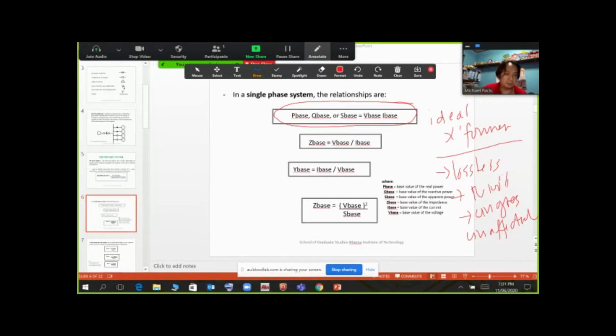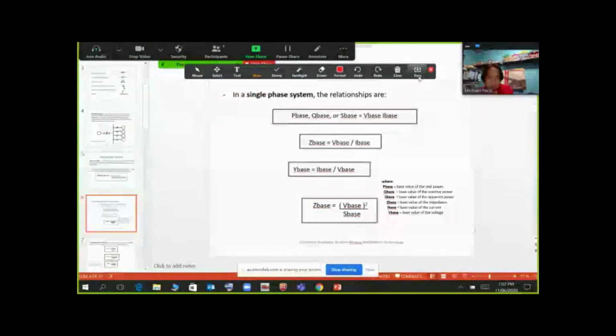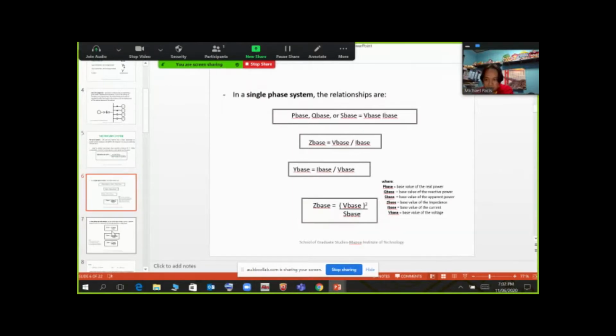And one more thing, when you say an ideal transformer, whatever the input power at the primary side will be the same as the output power at the secondary side. And the rest is simple Ohm's law. Okay, computing Z, computing Y, and this equation here, which in terms of voltage is V squared all over S base. Okay, let us clear all of the drawings and then move forward.